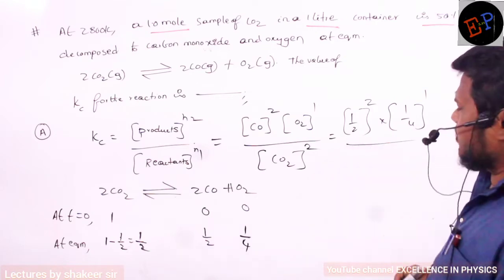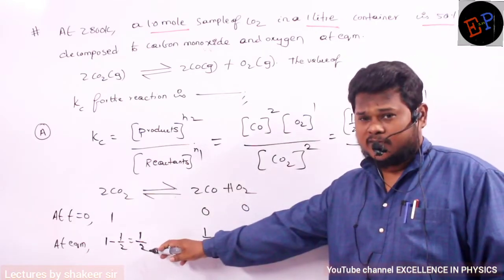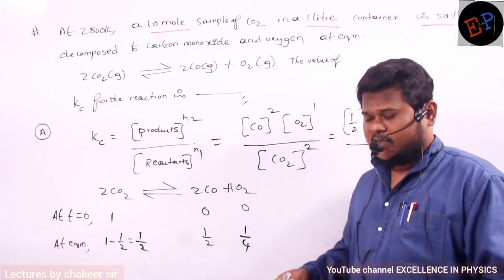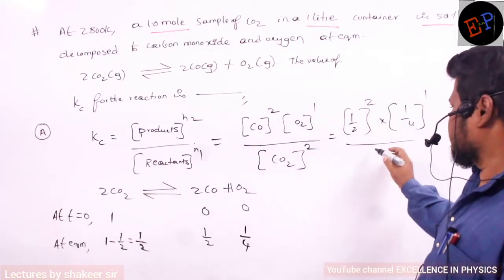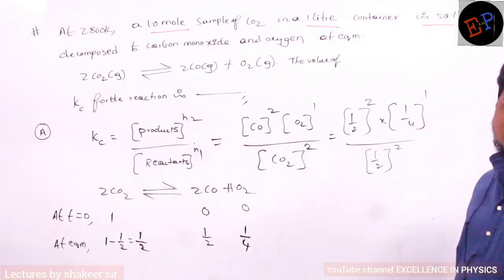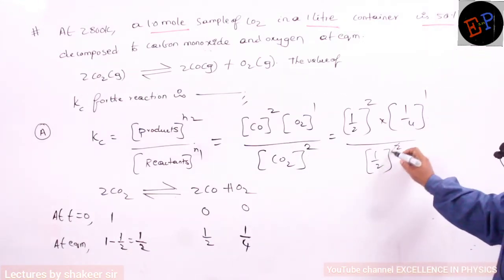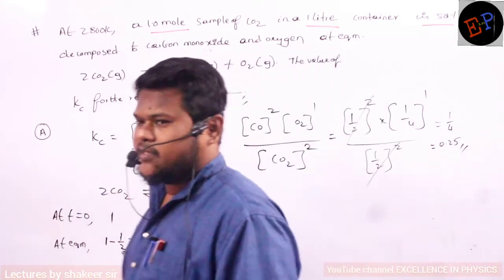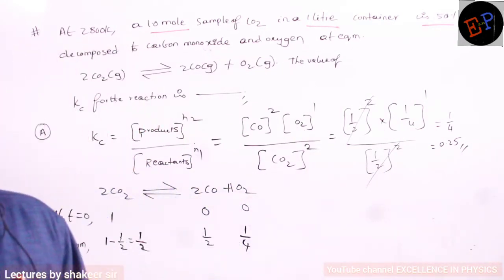1. Divided by how many moles of carbon monoxide is present now? Only 1 by 2 is present, because 1 by 2 has already dissociated, no? Now only 1 by 2 is present. So 1 by 2, what is its stoichiometric coefficient? 2. Are you able to understand? So therefore 1 by 2 power 2, 1 by 2 power 2 get cancelled. So I will get 1 by 4, which equals 0.25. So this is the K value of this reaction at equilibrium. Are you able to understand? That's all, very simple.